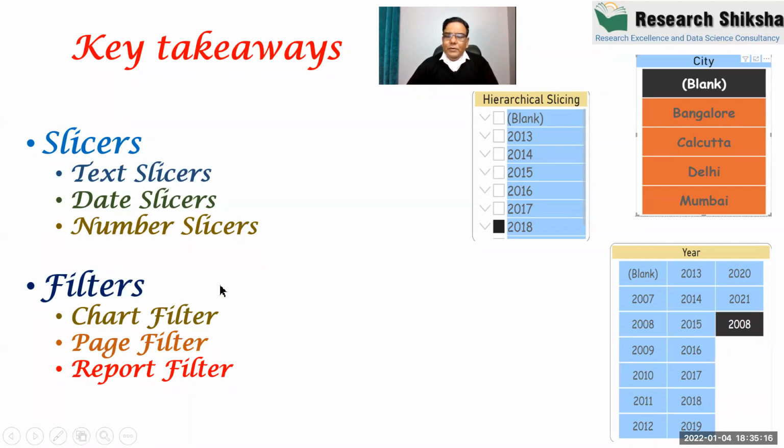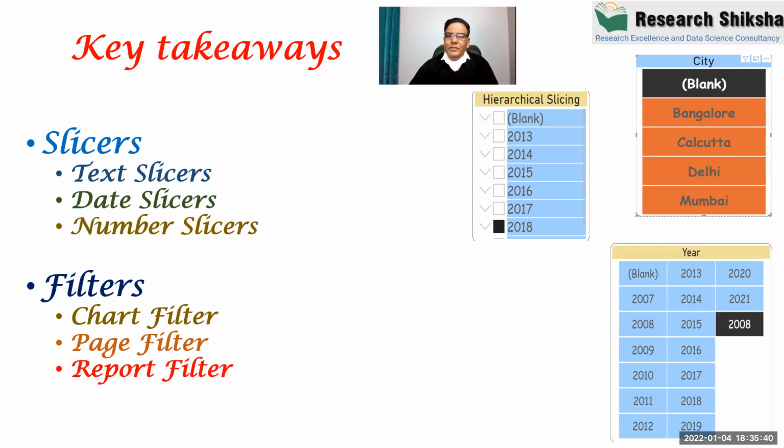The second filter is known as page filter. Suppose in a page you are having 4 charts. So all the 4 charts are affected by the same filter. That is called page filter. So all the charts in a page are affected by the filters. That filter is known as page filter.